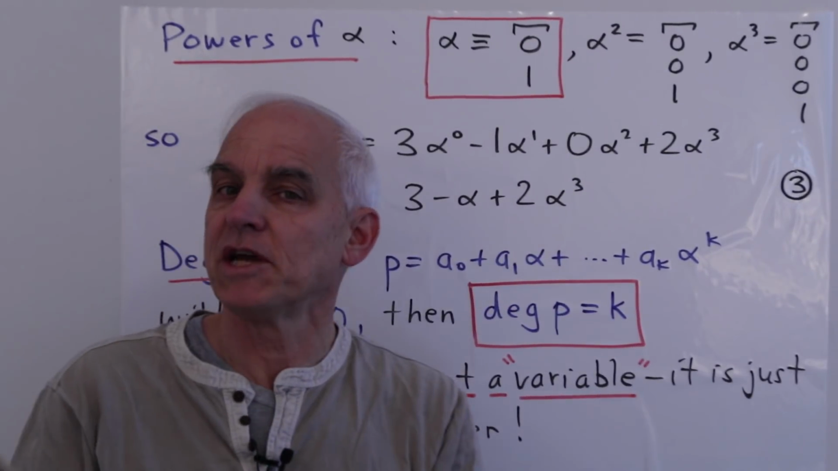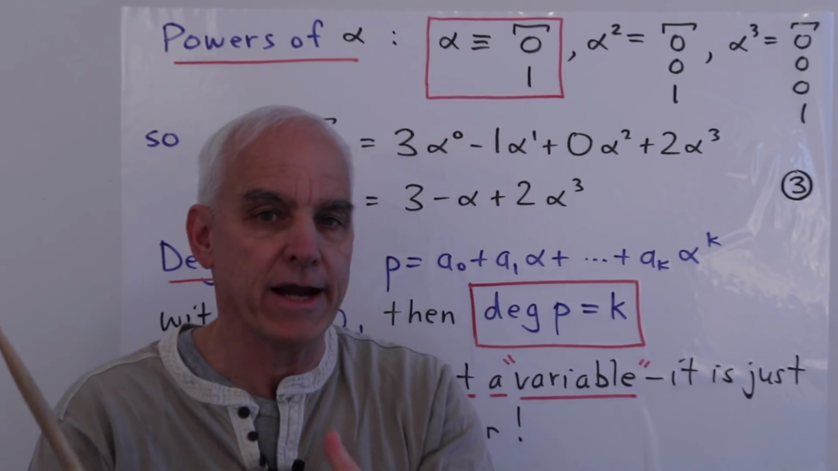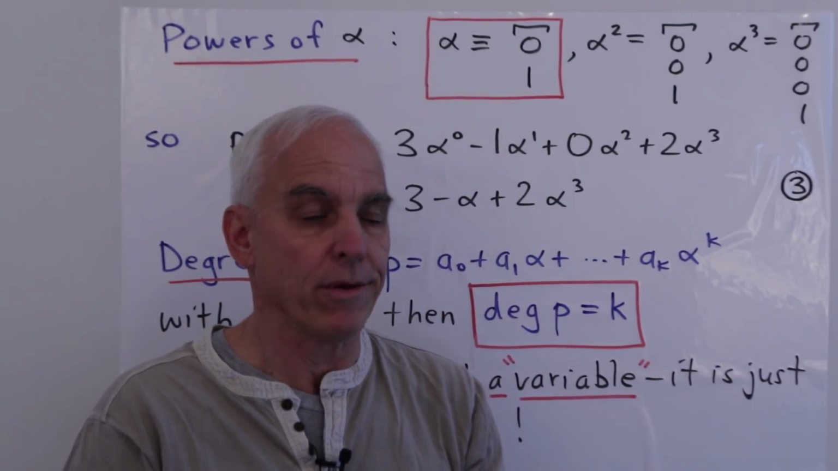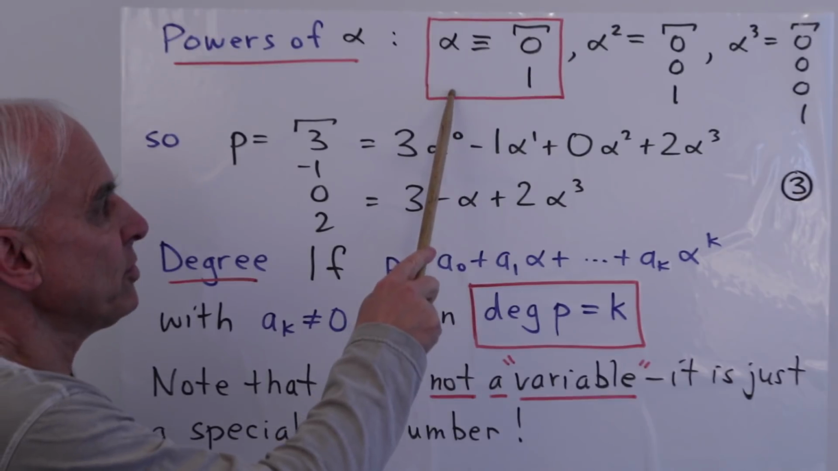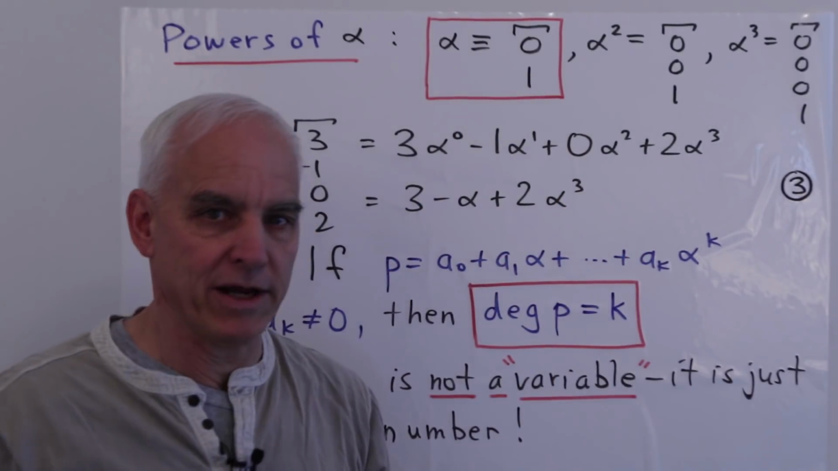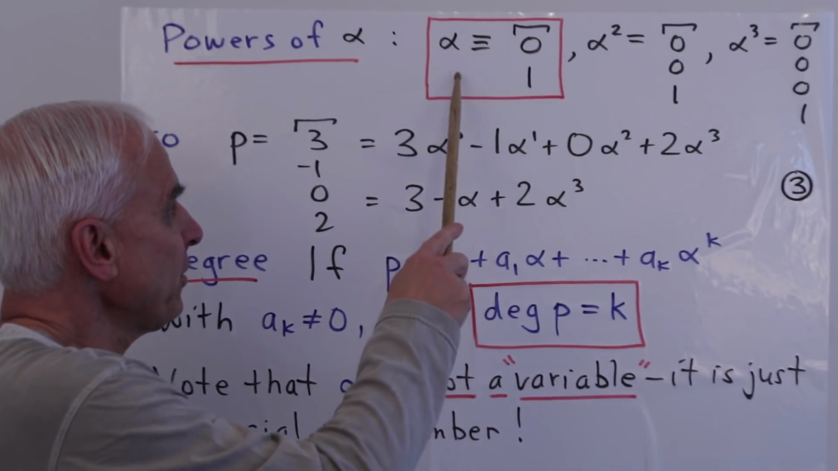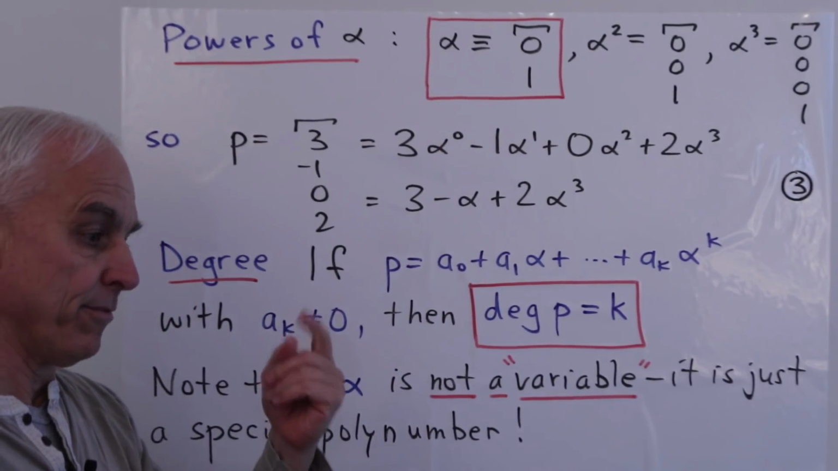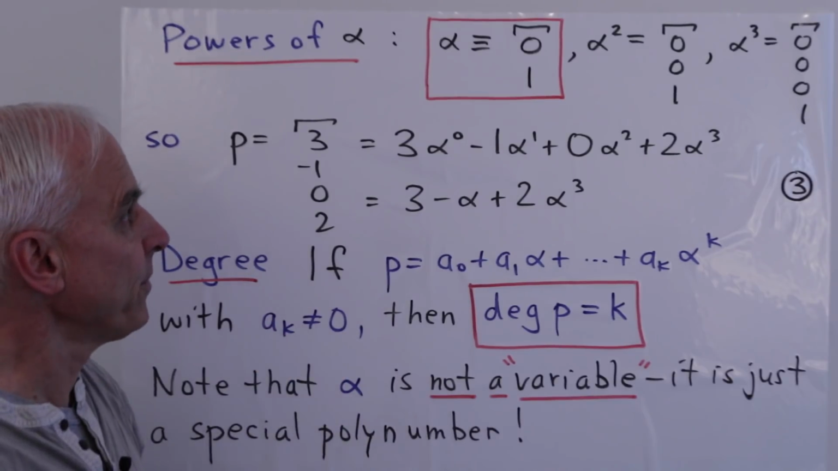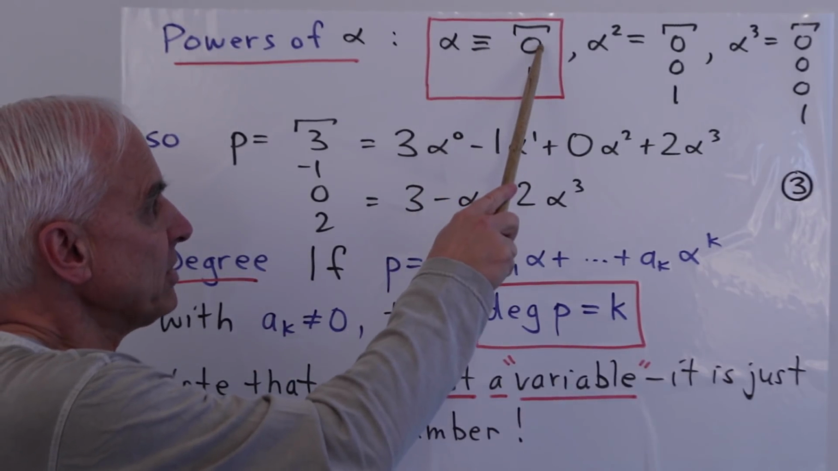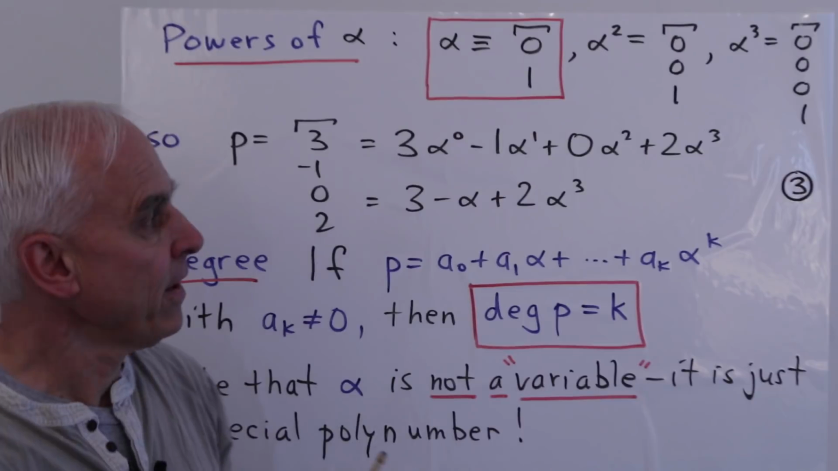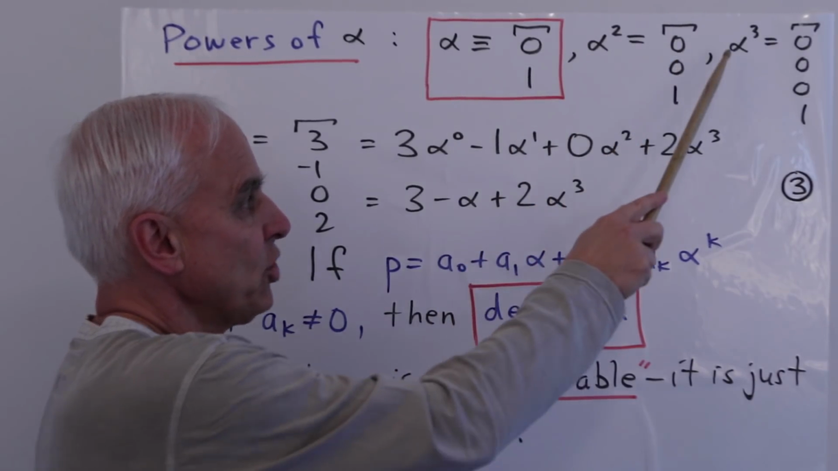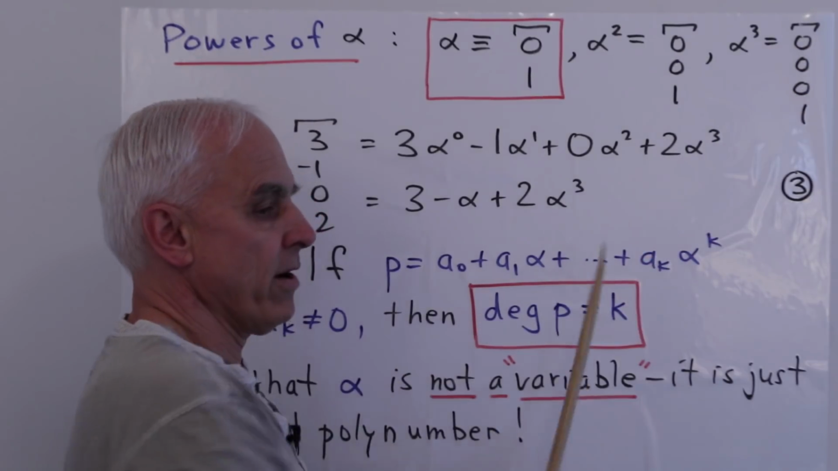Now, to make the arithmetic more manageable and to connect it a little bit more directly with the usual polynomial story, it's useful to introduce some special polynumbers. In particular, this one called alpha. That's going to be the most important one aside from the number 1. So alpha is the polynumber 0, 1. And its square then will be 0, 0, 1. And its cube will be 0, 0, 0, 1, and so on.